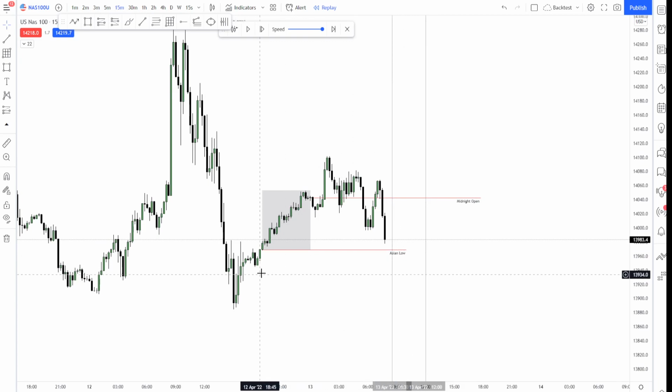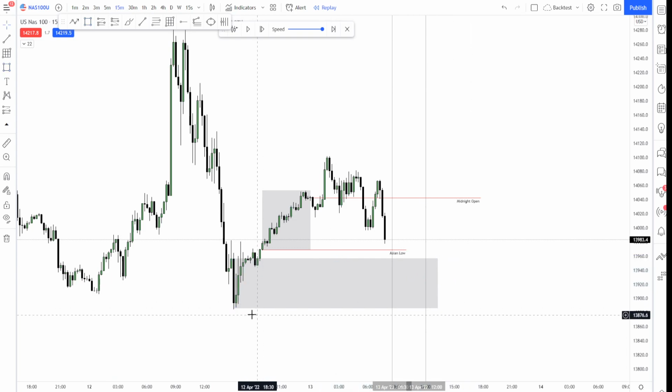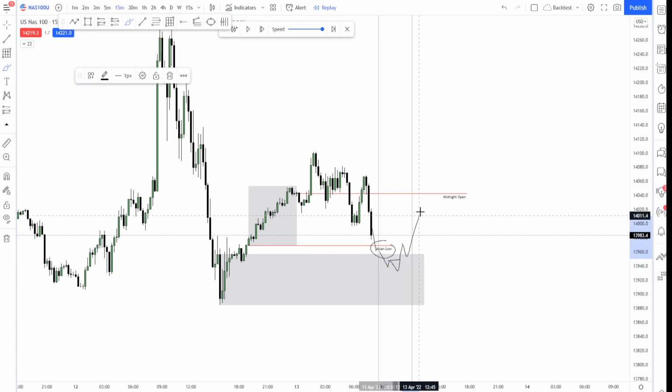Alright. So right here, there's an order block, which we can see right here. Let me just mark it out. Here's our 15-minute order block. We want to see price take out the Asian low, come into this order block, give us this sort of retracement, break of structure, come to imbalance, and continue above the midnight open price.